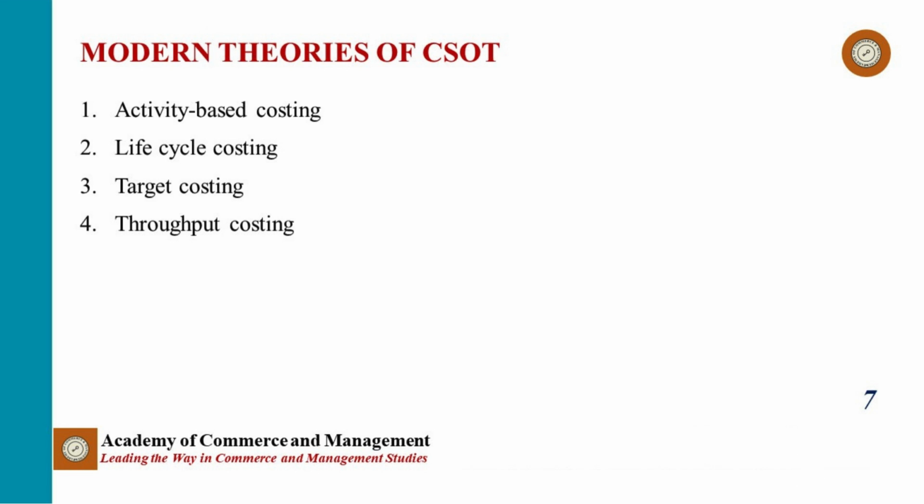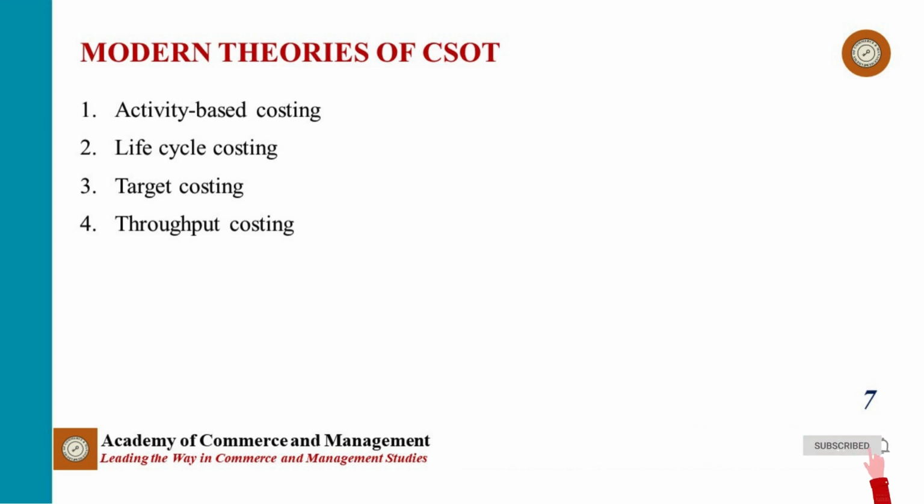Another modern theory of cost is life cycle costing. This theory considers all costs incurred over the entire life of a product or project, that is, from design and development to production, use, and disposal. Life cycle costing provides a more comprehensive view of total costs to help optimize designs and make trade-offs between higher initial costs and lower operating costs. However, it requires estimating future costs, which can be uncertain.